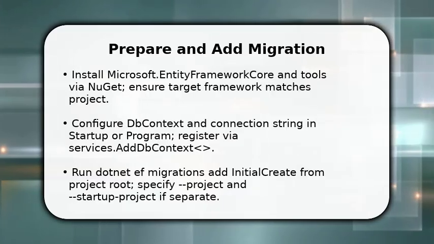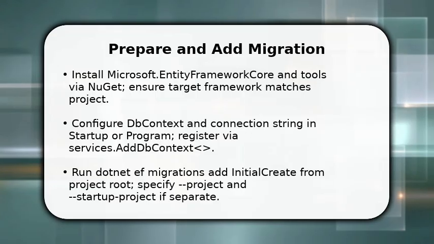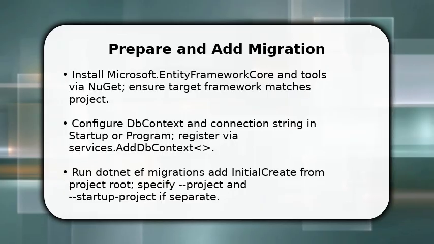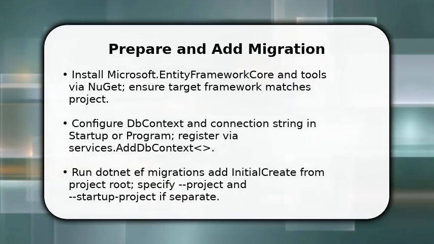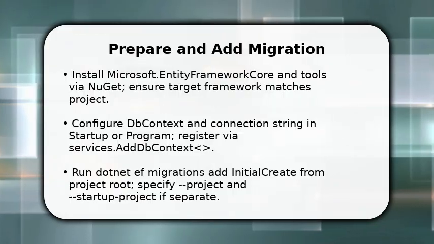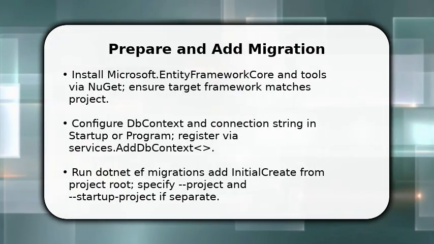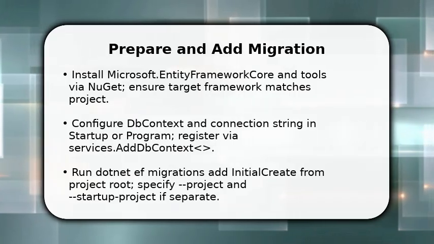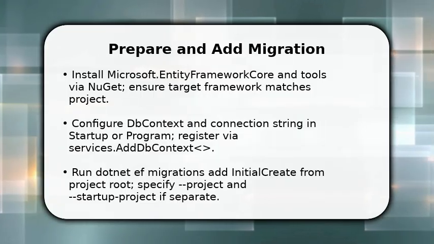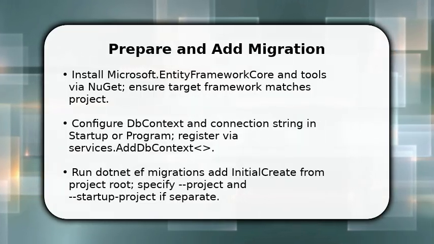You start by ensuring your DB context is wired and your connection string is correct. This is essential so migrations reflect real schema. Once done, add the EF Core packages and the CLI tools. Then run dotnet ef migrations add InitialCreate. If your startup and data projects differ, include --project and --startup-project to point to the right assemblies.